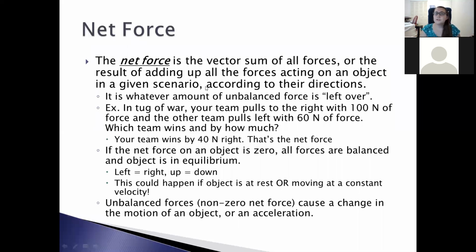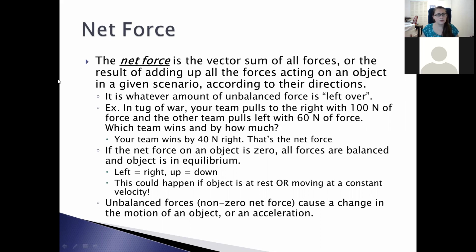The net force is the vector sum of all the forces. Vector sum just means add them together, but remember, some of them are negative because of their direction. And so another way to think about the net force is whatever amount of unbalanced force is kind of left over. So for example, if we're playing tug of war and your team pulls to the right with 100 newtons of force and the other team pulls left with 60 newtons of force, which team would win and by how much? Well, clearly your team would win because you're pulling harder, and you're pulling harder by 40 newtons to the right. So that 40 newtons right is your net force.